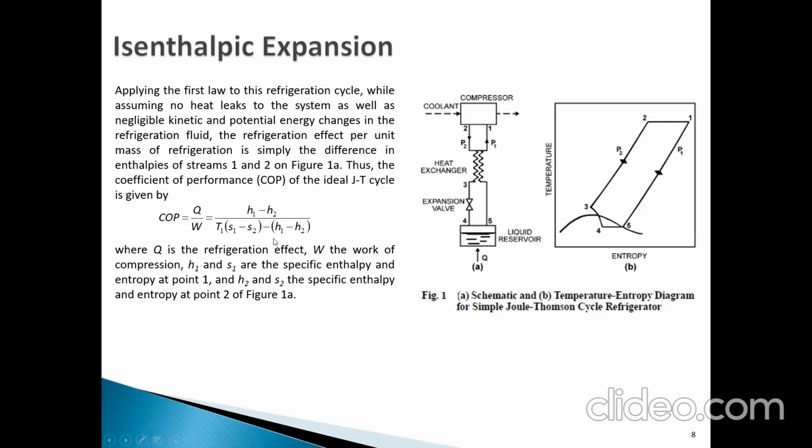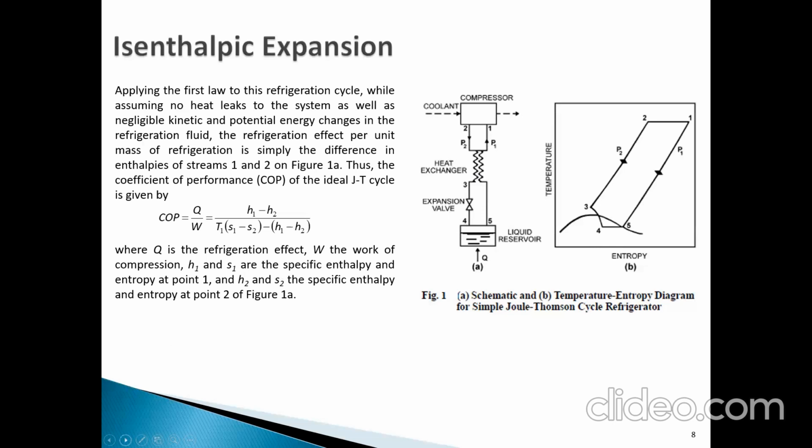Q is the refrigerating effect, W is the work of compression, H1 and S1 are the specific enthalpy and entropy at 1, and H2 and S2 at point 2, figure 1a. The change of enthalpy here is also the change of enthalpy there, if you look at it. The enthalpy of 3, 4, and 5 is the same. Here S1 changed, it went down, it cooled. Here it went up. So what is the difference? It is also the difference here, because the mass flow is one.